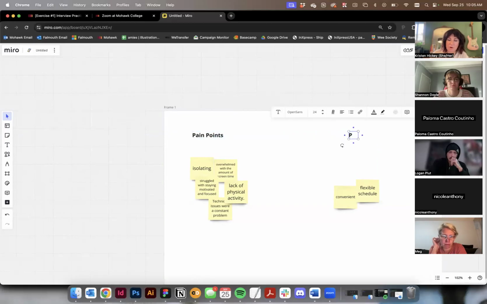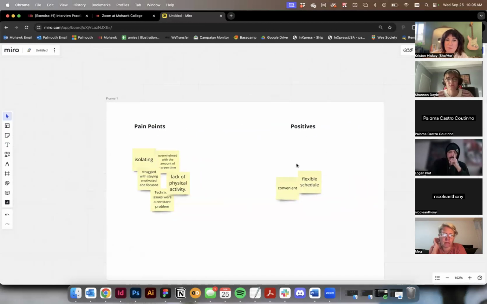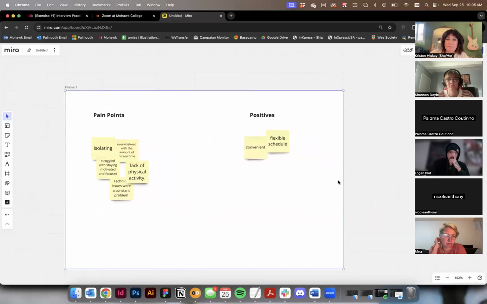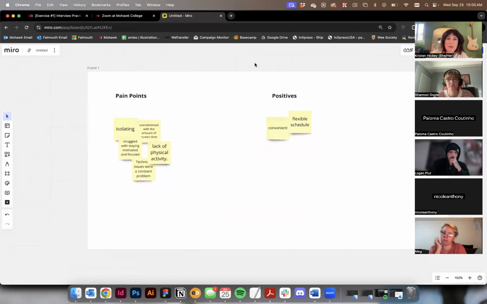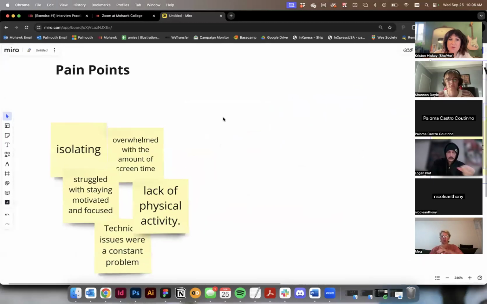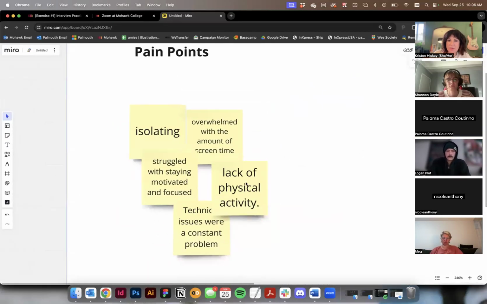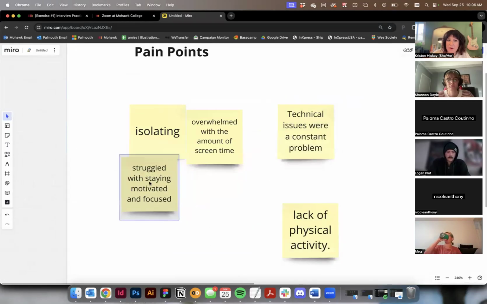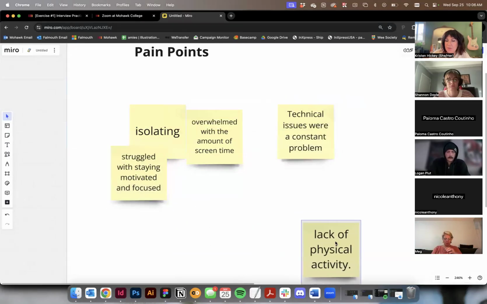I don't really know what to call this. We'll say positives. And as we start doing this, you're going to end up with several more categories. Or as you start doing this, under pain points, you might find some subcategories. So there's something technical, motivation, isolating. Maybe a few people talk about the physical point of it.